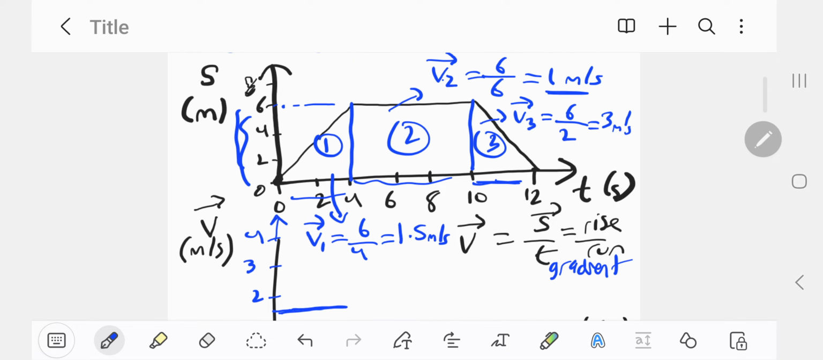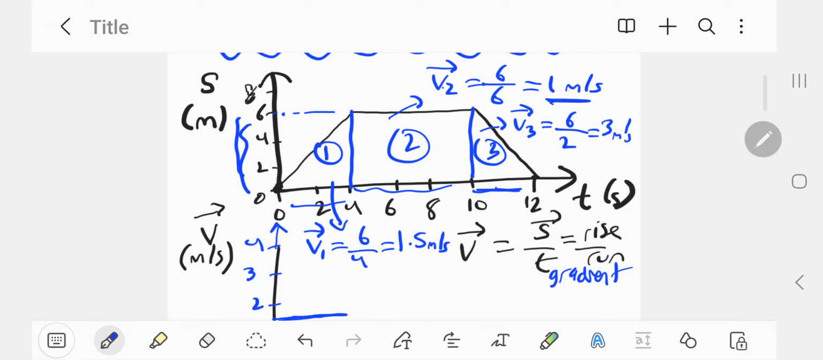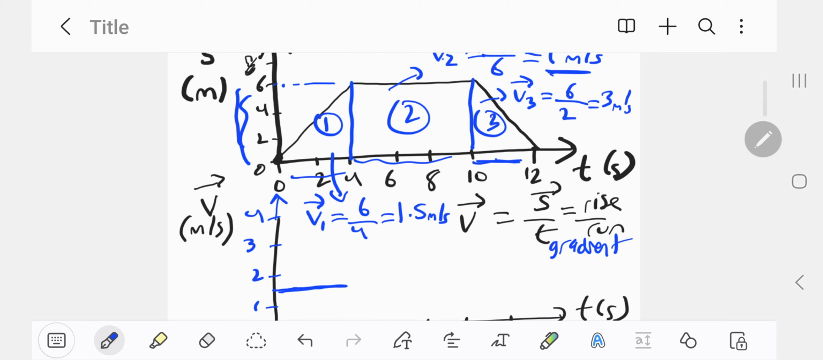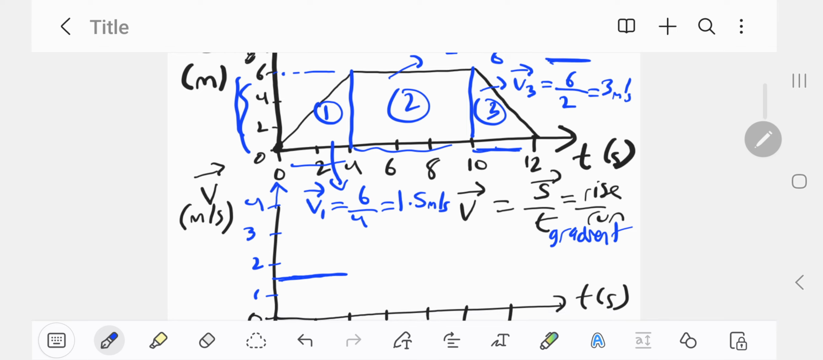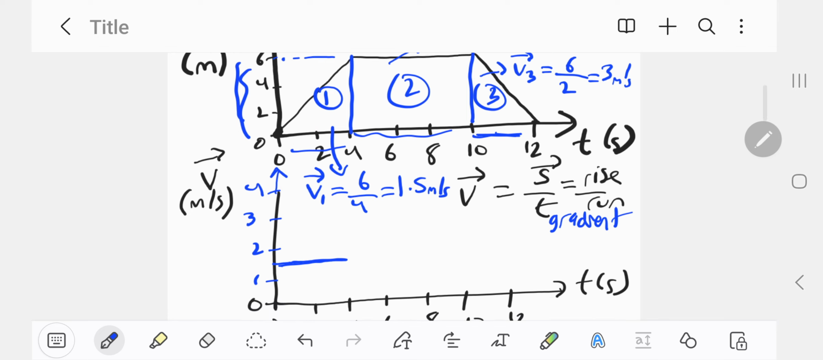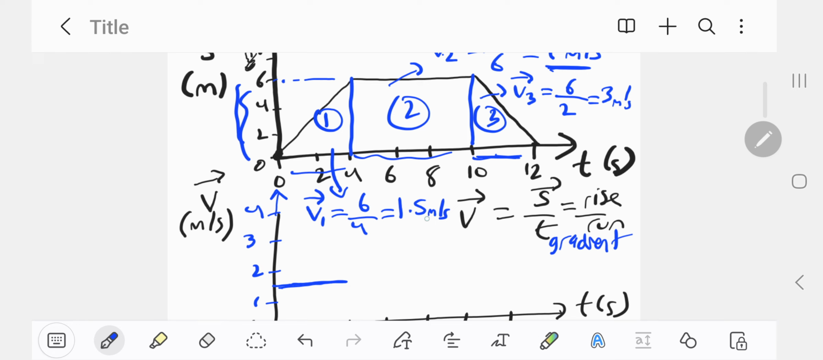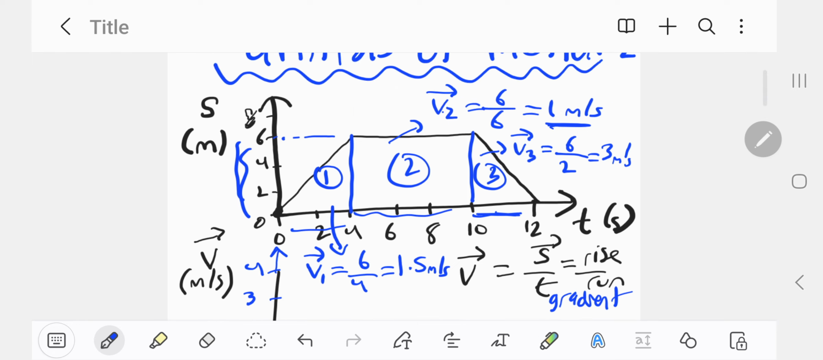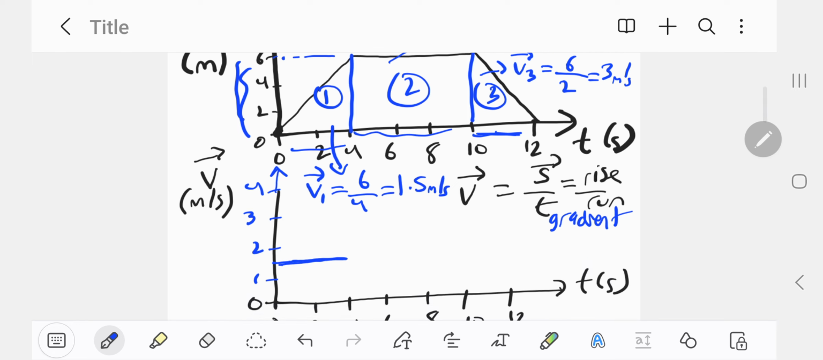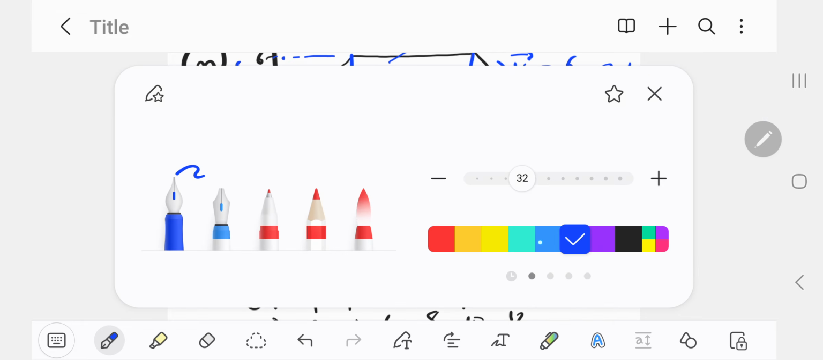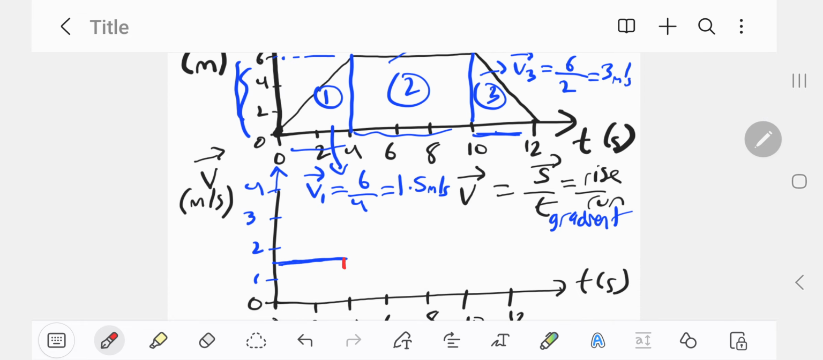Then the second shape, the velocity is 1 meter per second between 4 and 10 seconds. Now we have to be careful here. There's sudden jumps between velocities. So 1.5 meters per second up to 4 seconds, and then it jumps down to 1 meter per second. So you go down like this. Use a different color just to distinguish. Down to 1 from 4 to 10.